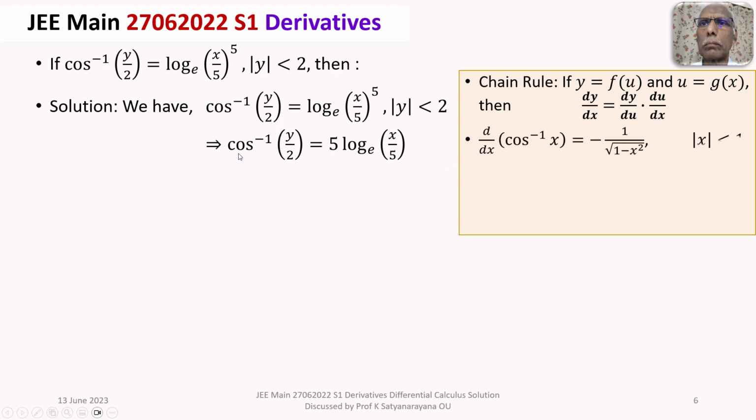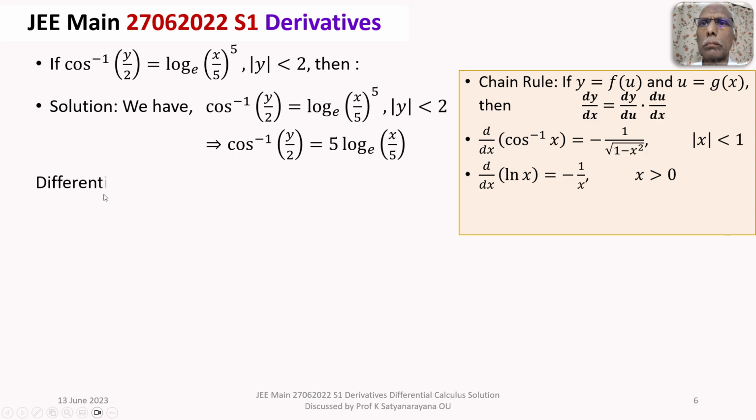And while differentiating, you need cos inverse. The derivative of cos inverse x with respect to x is equal to minus 1 by under the square root of 1 minus x square, and this is true when mod x is less than 1. And d by dx of ln x is 1 by x when x is greater than 0. These formulas are required, and using the chain rule you have to find the derivatives.